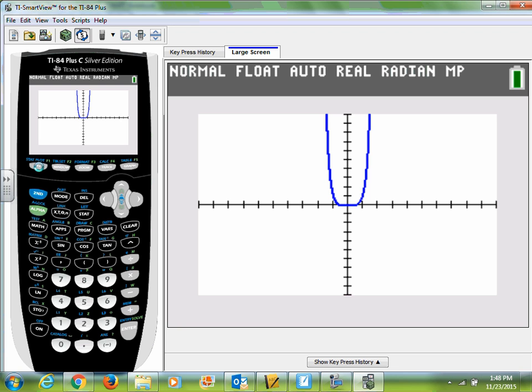So go ahead and graph y equals x cubed. What? Graph y equals x cubed. I will if my calculator works.